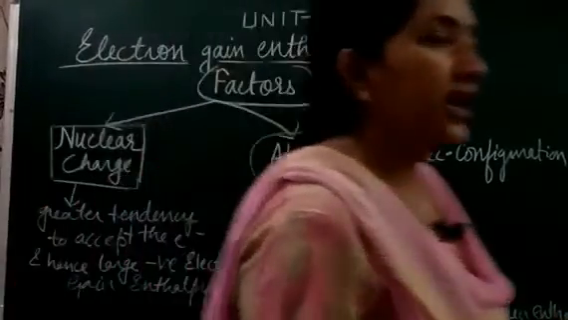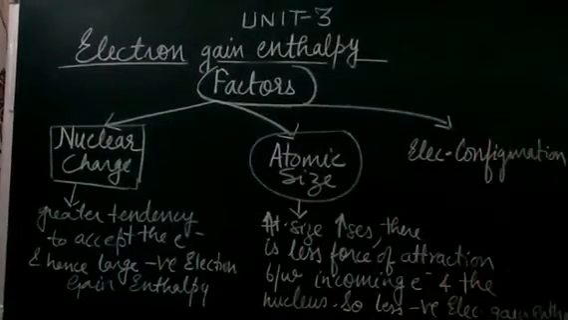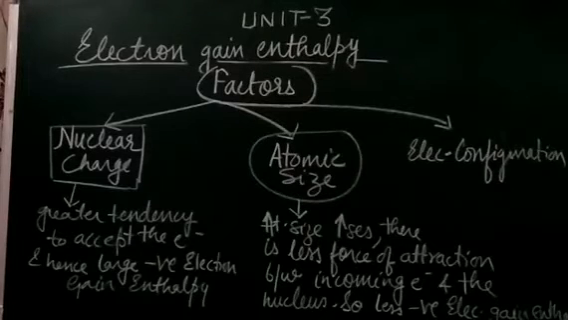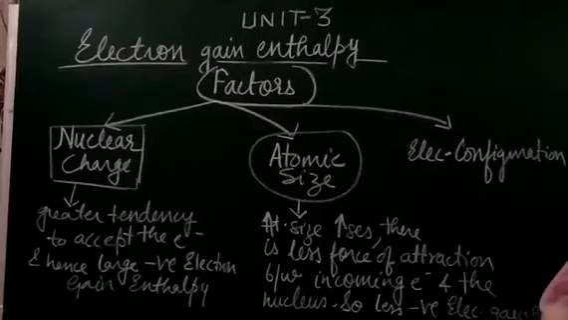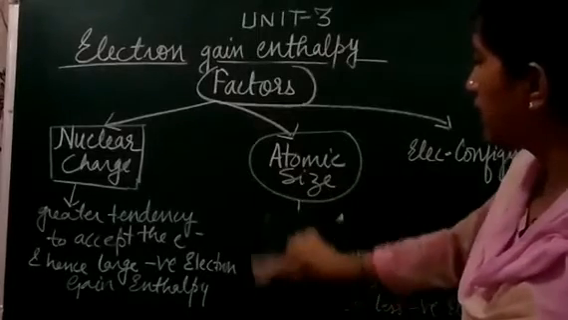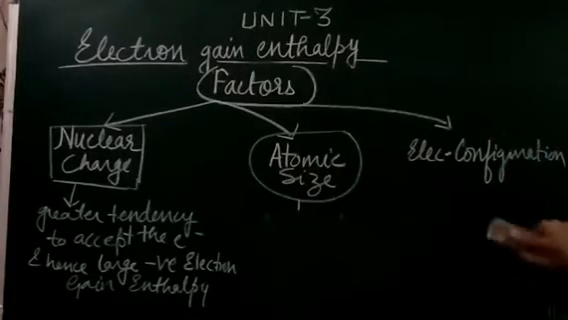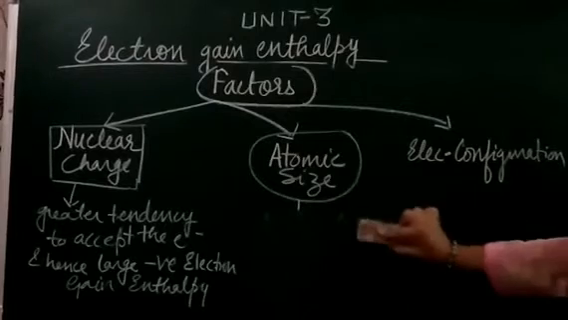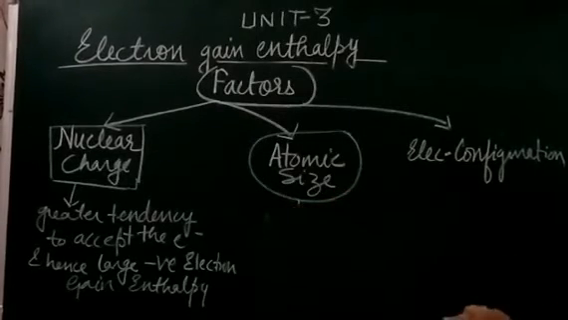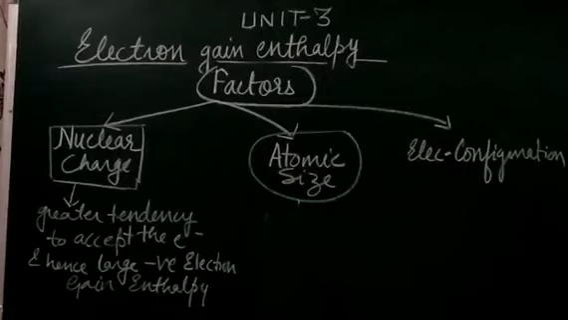Right? So when the atomic size increases, there will be less attraction between the incoming electron and the nucleus. So it will have the less negative electron gain enthalpy. Now students, the next factor is the electronic configuration. The electronic configuration is going to affect the electron gain enthalpy also.